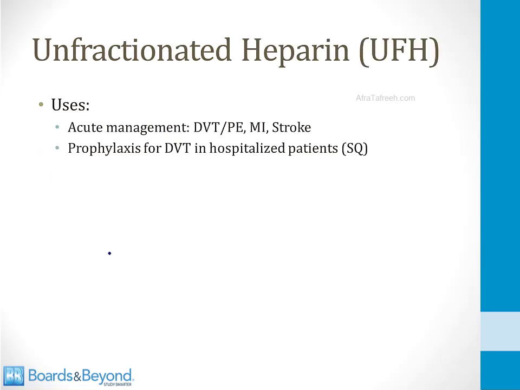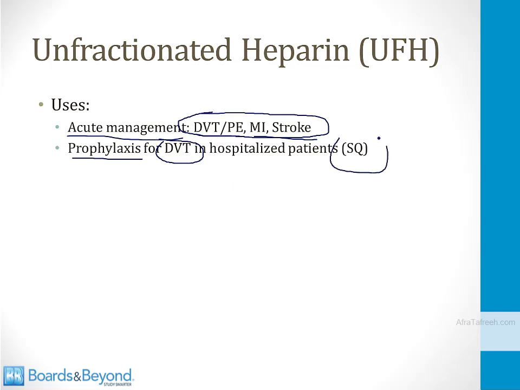Places where you can often see unfractionated heparin in use include the acute management of a number of thrombotic disorders, for example, DVT or pulmonary emboli or myocardial infarction or stroke. In all of these conditions, unfractionated heparin is administered because it will quickly inhibit the coagulation cascade and allow the body's natural anticoagulants to begin breaking down the clots. It's also often used for prophylaxis against deep vein thrombosis in hospitalized patients.